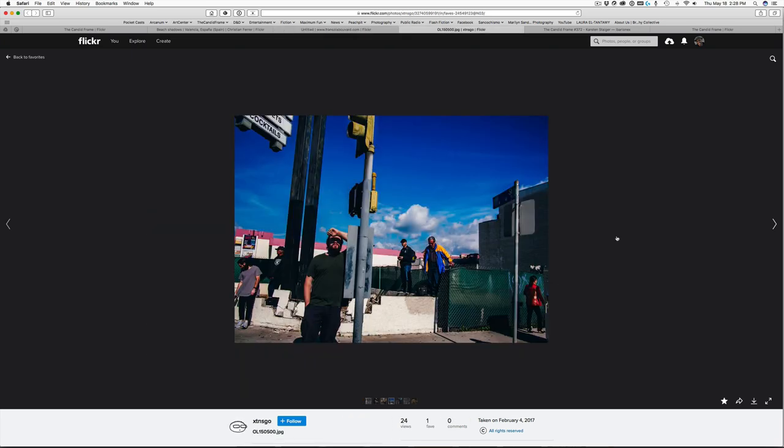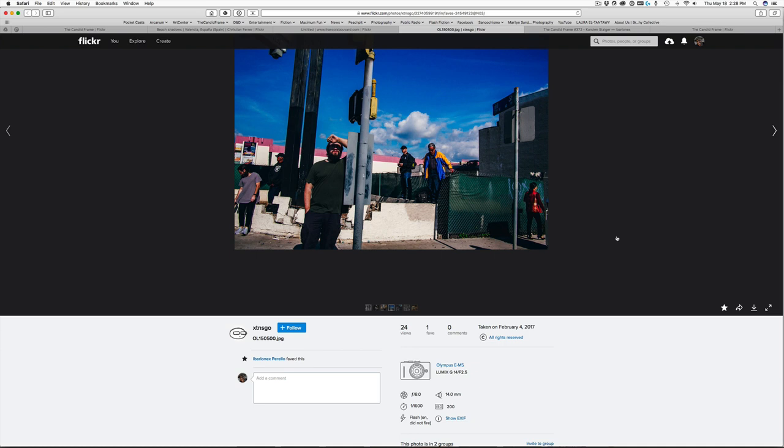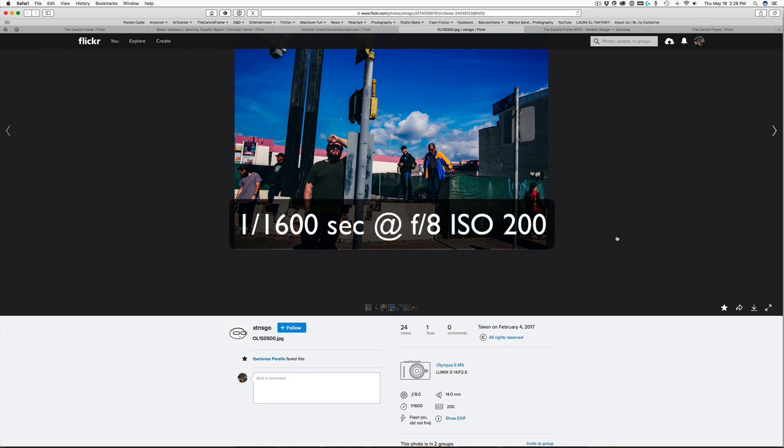Next, we have a shot by xtnsgo. I don't know if that's the way you pronounce it, but that's the way I'm saying it. This was shot with an Olympus EM5 at 1/1600th of a second at f8, ISO 200.